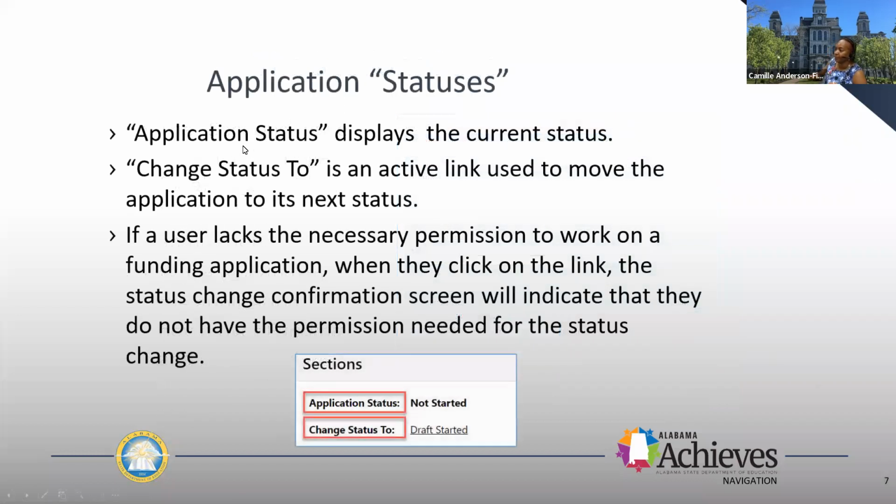Okay. At the top of your page, it's going to give you your application status. And they should also at this point say not started. You haven't done anything yet. What you're going to do is go down to the change status where it says draft started, and click your draft started. And this will be the initiation of your new 21st century FY23 application.